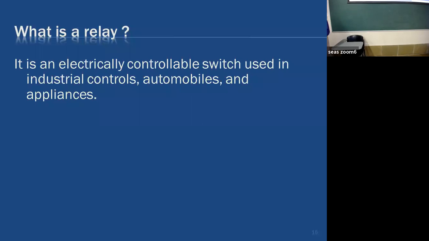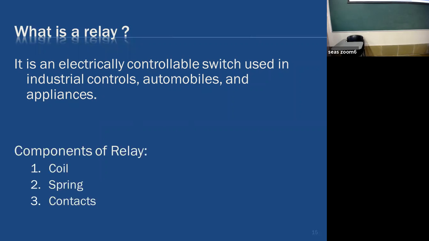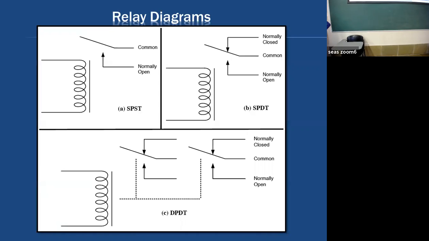So what is a relay? It is an electrically controlled switch used in industrial controls, automobiles and appliances. And it has three main parts: coil, spring, and contacts. So here are three combinations. Here is what may create a magnetic field. This can be attracted. It is normally open. So one connection is here, another is here. If it is closed, we have a circuit that is completed.